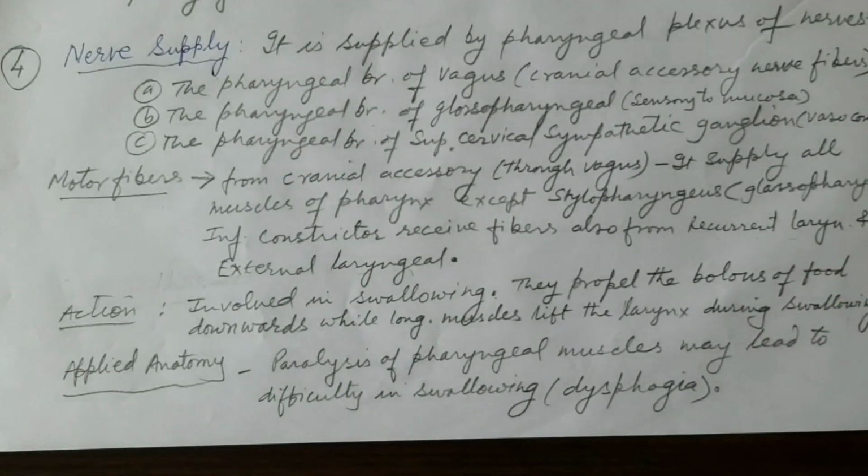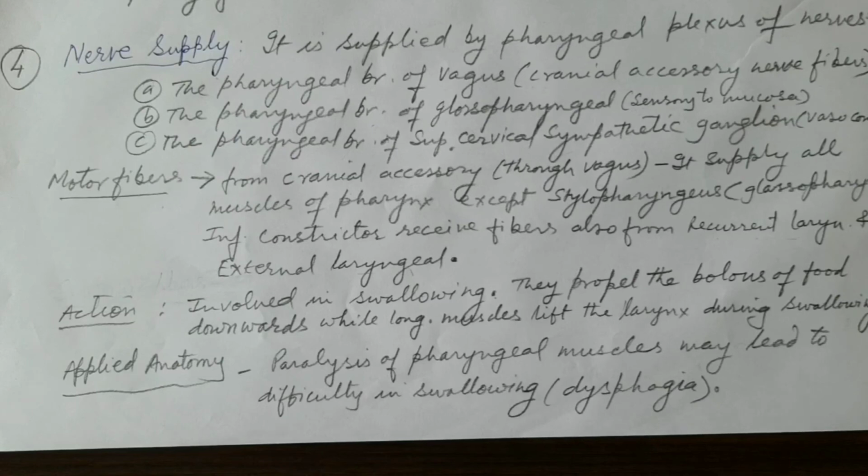Let's come to the action. The action of the pharynx is involved in swallowing. The detailed action of all these muscles you will learn when you study deglutition, or the swallowing phenomenon. But especially the three constrictor muscles, when they constrict, propel the bolus of food in a downward direction.